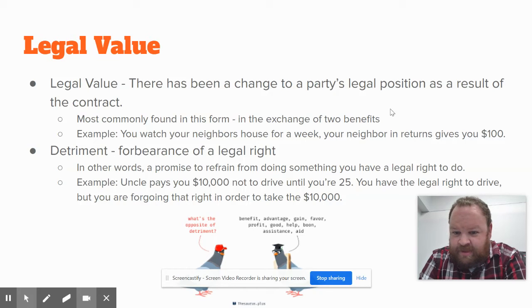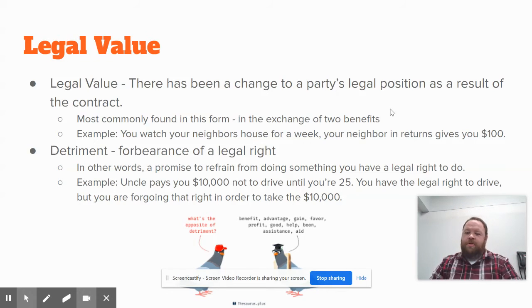You can drive once you're 16, but he's paying you not to drive from the age of 16 until you're 25. And in return, he's going to give you $10,000. So by foregoing your right to drive, you get $10,000. That would be a detriment: something you are allowed to do, but you don't do, so you get the money.